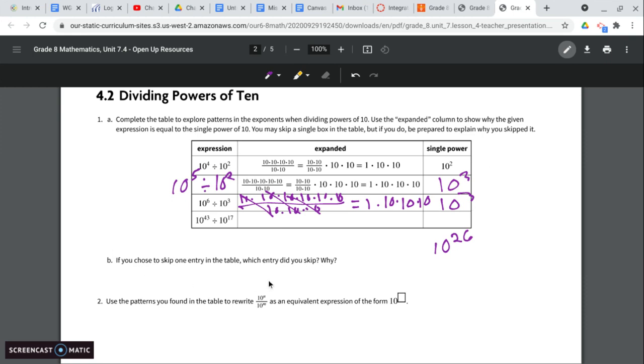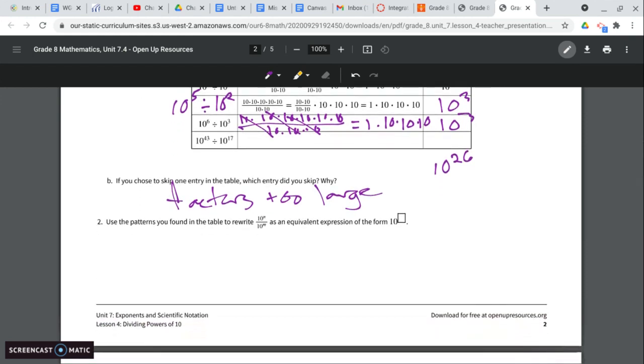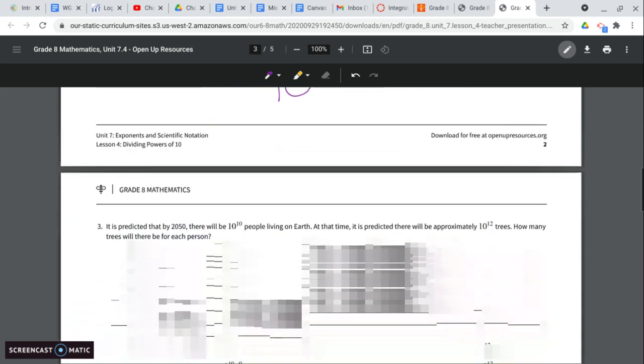So which entry did we skip? Well, we skipped the 10 to the 43rd divided by 10 to the 17th because the factors were too large. Not enough space to write it. So use the patterns you found in the table to rewrite 10 to the n divided by 10 to the m. So it'd be 10 to the n minus m. We subtract them. We will always subtract. So we take our numerator minus our denominator.